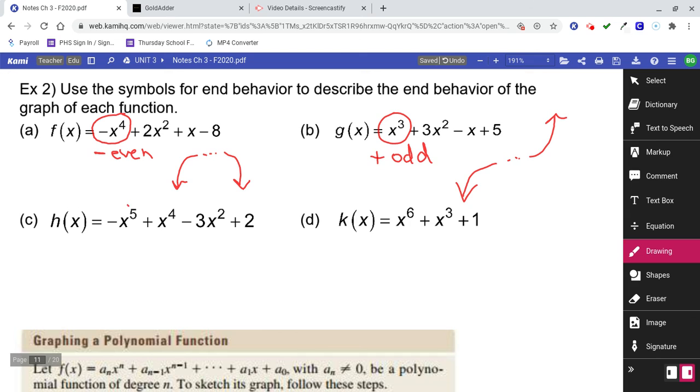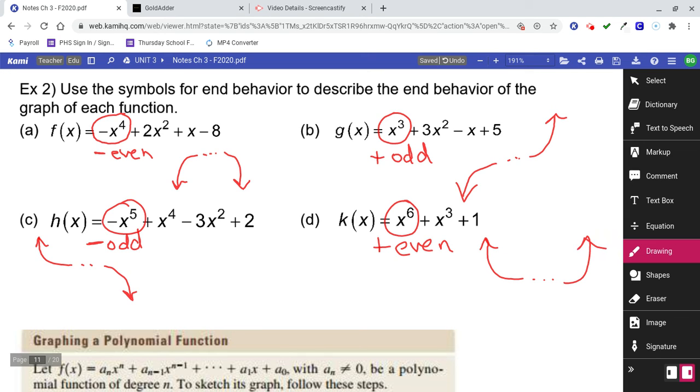This one is a negative odd. So it's a reverse disco. I think of it like going downhill slope. It's going to look like this. And then a positive even. That's the touchdown function. That's like a parabola, up and up.